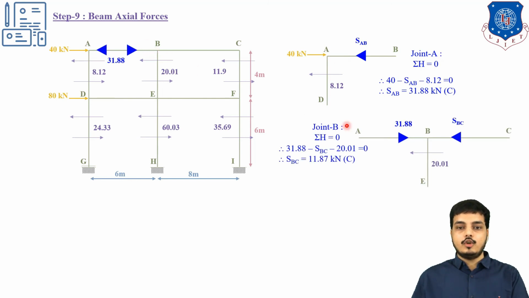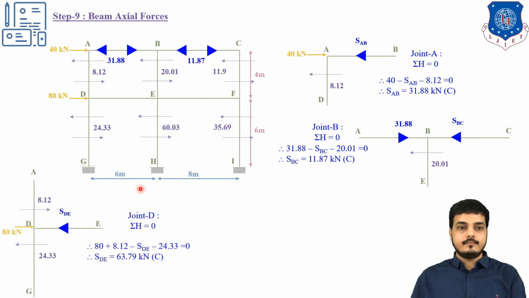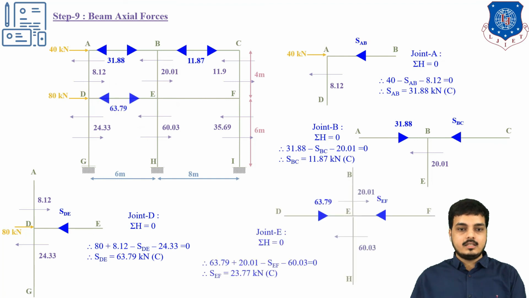Now I have to count the joint B. So 31 is going right hand side, so positive. This is going in left hand side, so negative and negative. With the help of that, we can find out the SBC value. SBC is in compression because it is towards the joint B. So we have found out for this. Similarly, we can find out for SDE as well as for SEF. So this is my last.